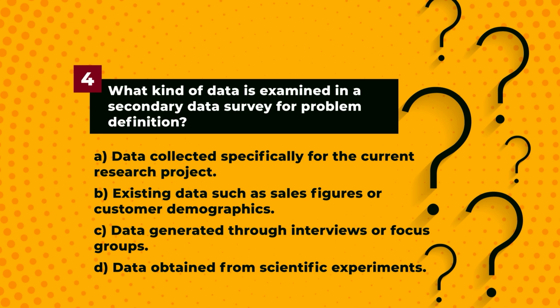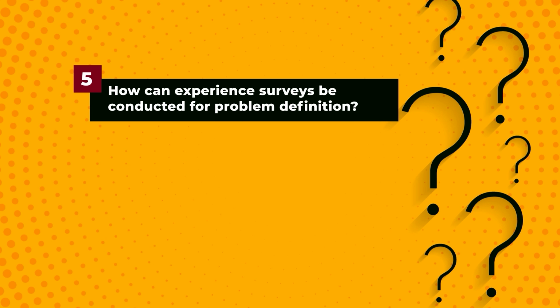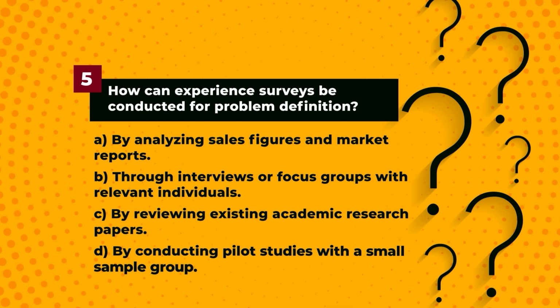The question 5th is, how can experience surveys be conducted for problem definition? Option A is by analyzing sales figures and market reports. Option B is through interview or focus groups with relevant individuals. Option C is by reviewing existing academic research papers. And option D is by conducting pilot studies with a small sample group. So, you have to choose the best out of these 4 options.